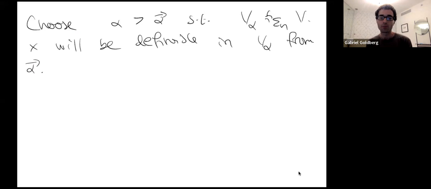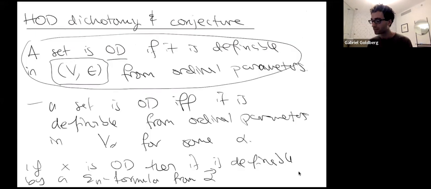So conversely, it's pretty obvious that if a set is definable from ordinal parameters in some V alpha, then it's definable over V or in V, because V alpha is itself ordinal definable. So you can ordinal define V alpha and then use V alpha to ordinal define X. So X will be ordinal definable. So these two characterizations are equivalent.